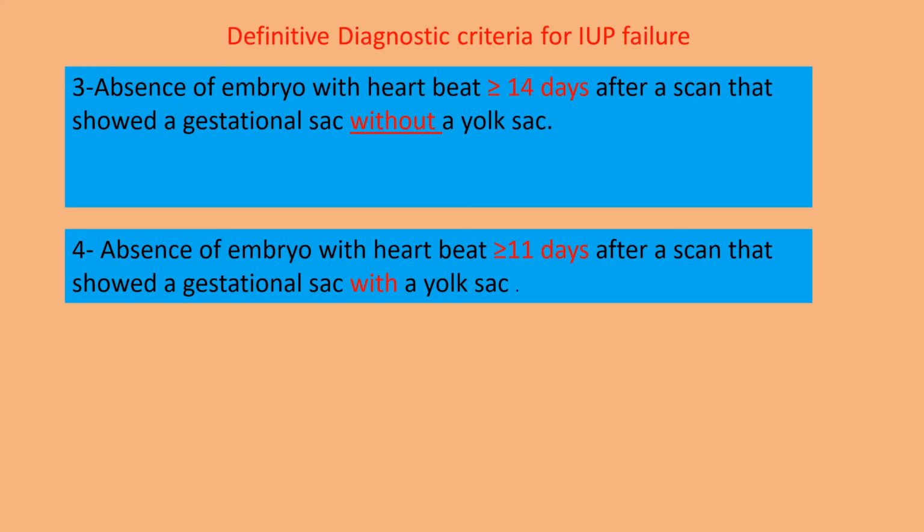Definitive diagnostic criteria for intrauterine pregnancy failure, third and fourth ones. The third one, absence of embryo with heartbeat 14 days or greater after a scan that shows a gestational sac without a yolk sac. Number 4, absence of embryo with heartbeat 11 days or greater after a scan that shows a gestational sac with a yolk sac.